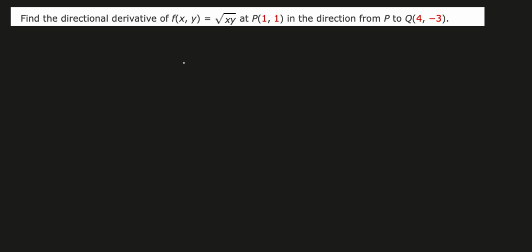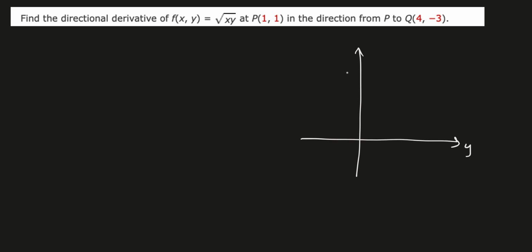Okay, let's find the directional derivative of our function f of xy at the point 1, 1 in the direction of the vector that we can form from the points p to q, which is 4, negative 3. So let's look at what the directional derivative is, and we'll do this because this is a slightly different problem.